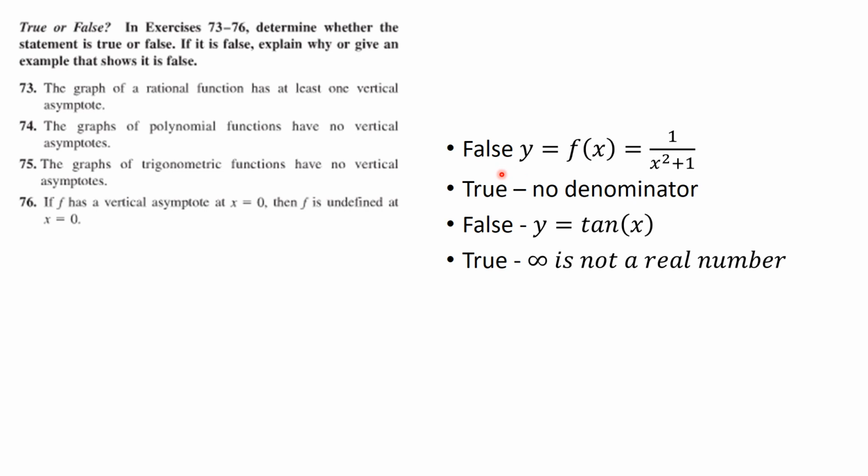Alright, the first one is going to be false. An example would be this, the denominator will never be 0. This will be true because polynomials have no denominator. This one will be false because tangent x has asymptotes at odd integer multiples of pi over 2.